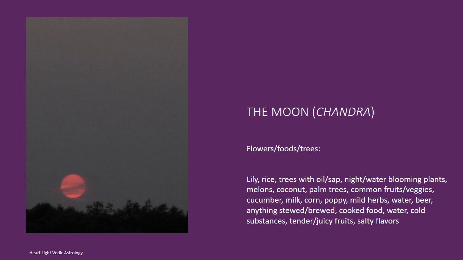So there are other things related to the moon in terms of what it might represent in someone's birth chart. There's certain flowers, foods, types of trees, so like a lily plant, a nice big white flower like that. Rice, obviously, is cultivated in water. Trees with a lot of oil or sap, so again, that liquid component. Night or water blooming plants, again, it's probably seeming obvious now.